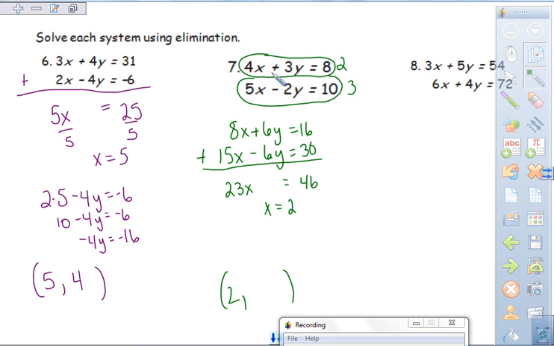So I'm going to plug in my 2 into the top equation, and I get 4 times 2 plus 3y equals 8. So that's 8 plus 3y equals 8. So if I subtract 8, I get 3y equals 0. Divide by 3 and I get 0.